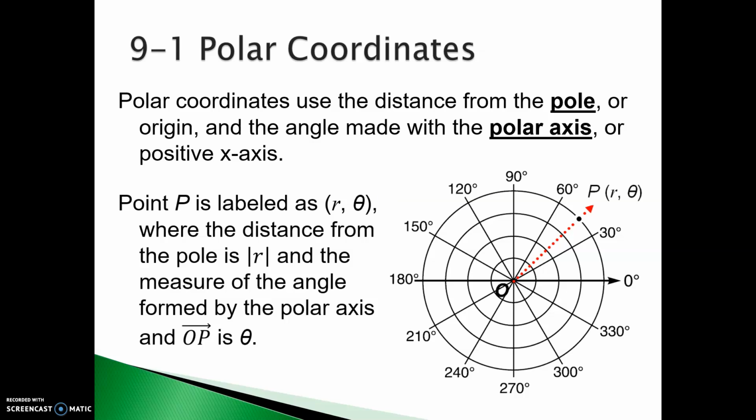And point P is going to be labeled as r comma theta, where the distance from the pole is the absolute value of r, because remember from Tuesday that r could be negative, and the measure of the angle formed with the polar axis. So ray OP, the angle formed by the polar axis and ray OP, and that angle measure is called theta.